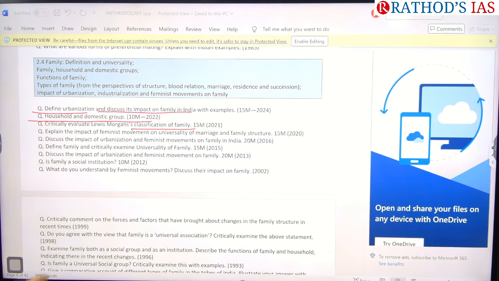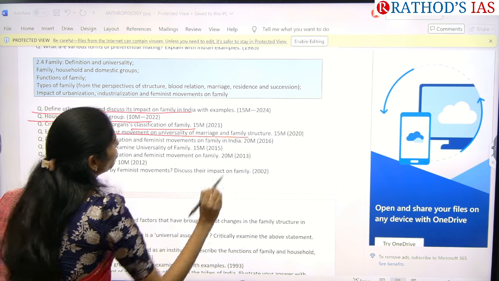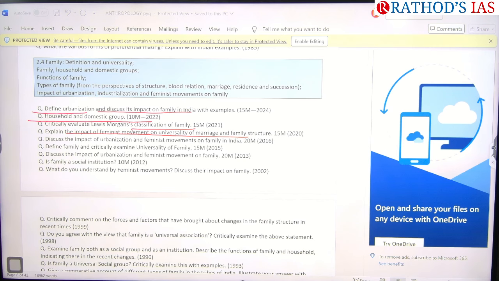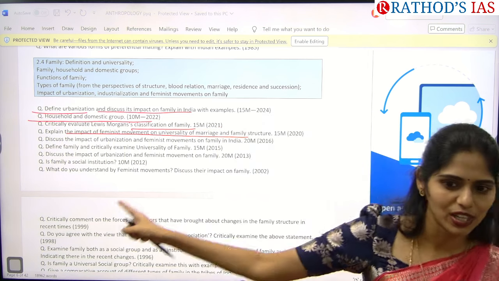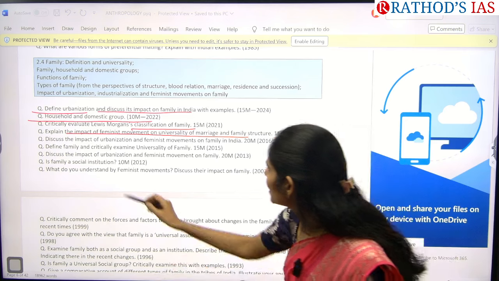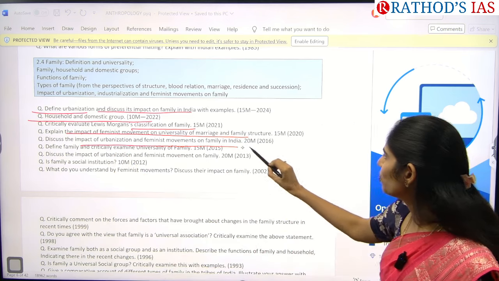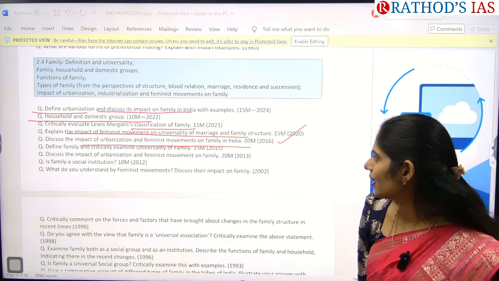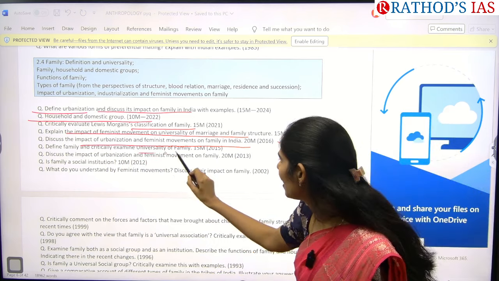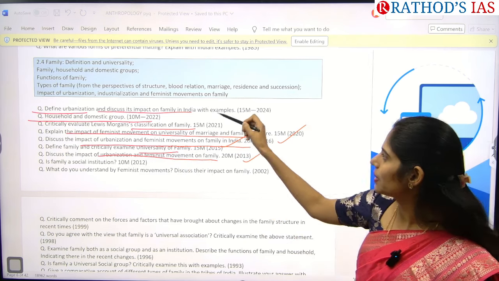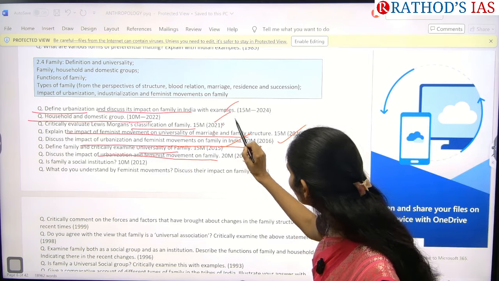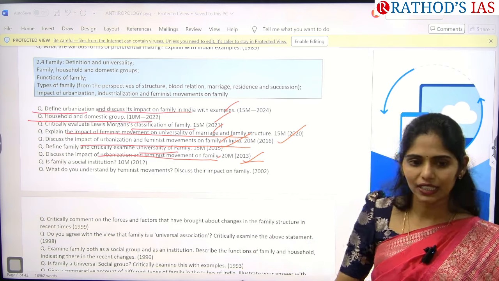And next one is the impact of feminist movement on universality of marriage and family structure. So there is an increasing divorce rate because of women empowerment. That is the thing that you can write here. And next one is impact of urbanization and feminist movements on family in India. Universality of family, impact of urbanization, feminist movement, how many times has it been repeated? 1, 2, 3, 4 times from 2013.